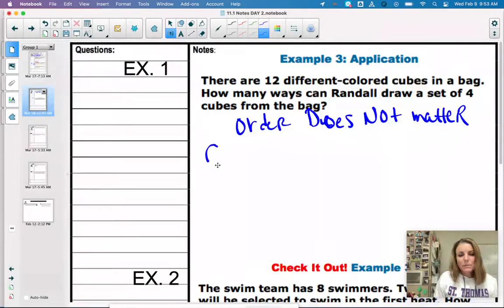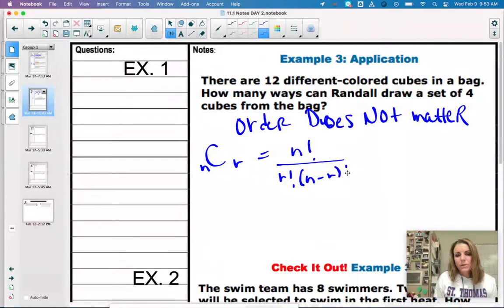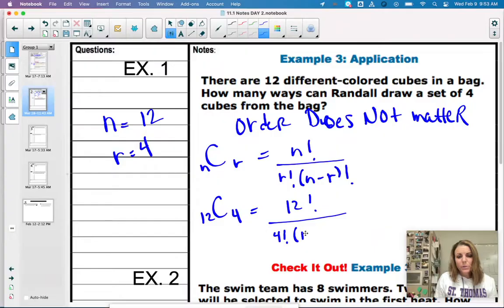So if order does not matter, then we use this formula, n factorial over r factorial, n minus r factorial. I know n is always bigger than r, that's 12, and r is 4, because that's what you're selecting. So we have 12 factorial over 4 factorial, and then we have 12 minus 4 factorial. Well, that's just 12 factorial over 4 factorial times 8 factorial.